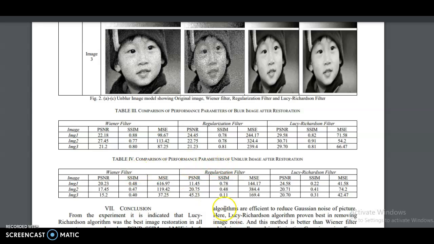Here image 3, this is image 3. Unblur image after restoration: unblurred image in Wiener filter. This is the Wiener filter, this is the regularization filter, this is the Lucy method. In the Wiener filter, the image 3 PSNR value is 15.2. Here, very low PSNR. But here 45.23, this is higher than this.